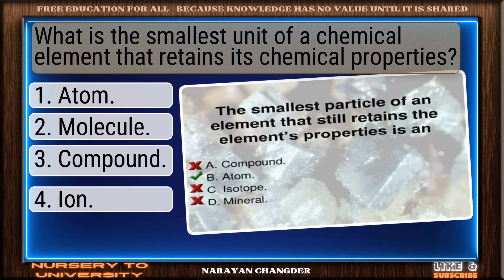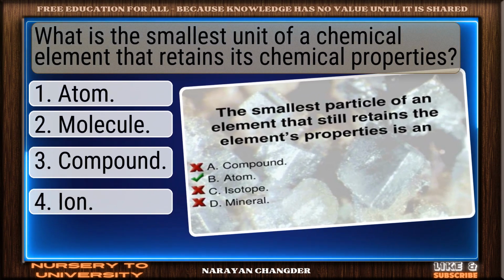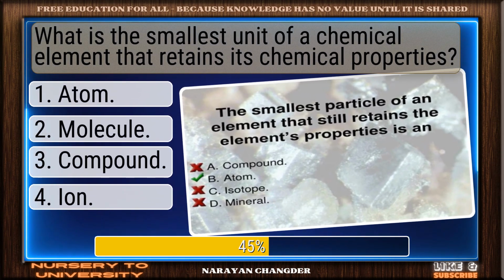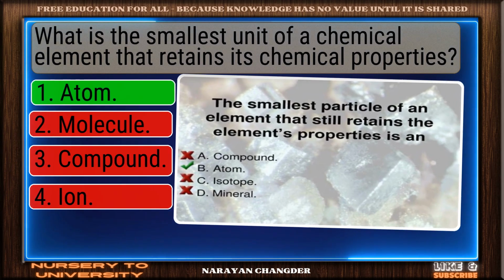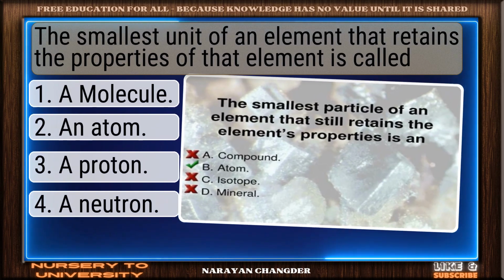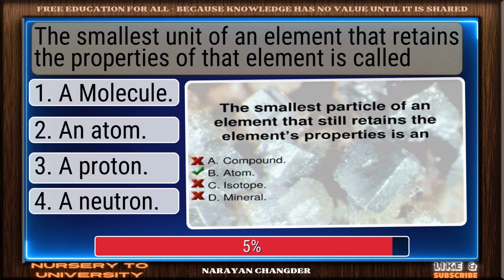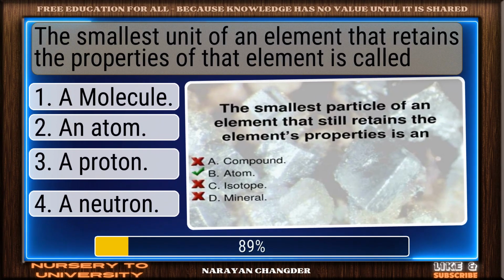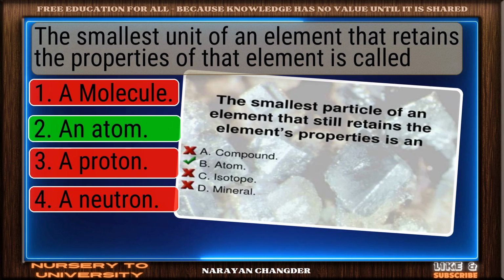Question number 50. What is the smallest unit of a chemical element that retains its chemical properties? Solid response. Atom is a valid choice. Question number 51. The smallest unit of an element that retains the properties of that element is called? Great job. An atom is the accurate answer.